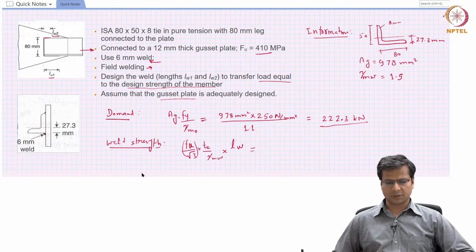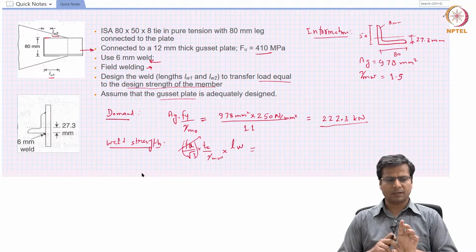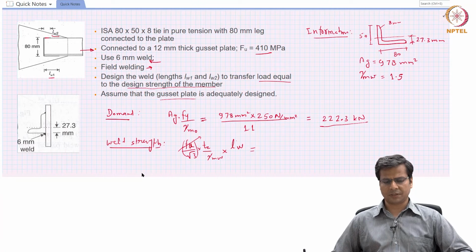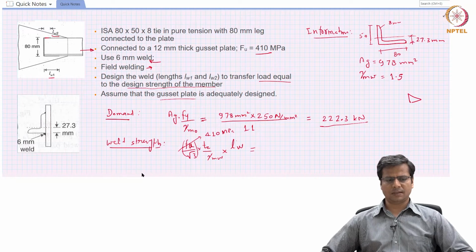If we start substituting the values, Fu is the minimum of the ultimate stress of the metal and the filler material, which can be taken as 410 MPa because that is the material given to us. Root 3 corresponds to shear strength. Te is the throat thickness. If the weld has a size of 6 millimeter, the throat will be equal to 6 divided by root 2. So we will substitute that value: 410 divided by root 3, multiplied by 6 divided by root 2, multiplied by Lw.